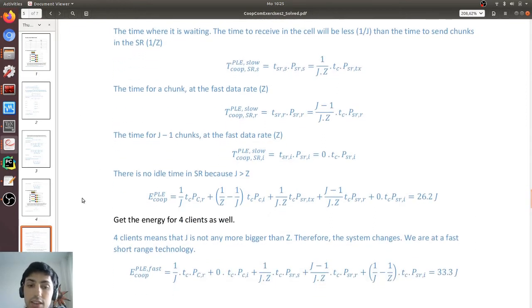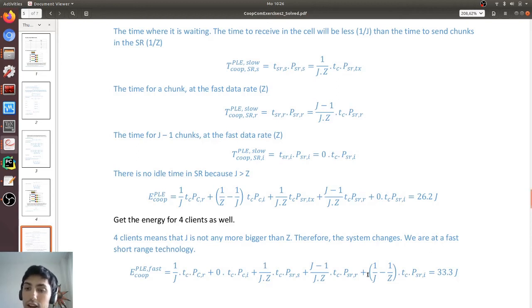We are now in a fast short range technology, which means that this is exactly the same, but this time we are not going to have this contribution. This contribution is going to be 0, because there is no idle in the cellular communication. This contribution stays the same, as well as the short range to send and the short range to receive. But this time we have some idle time in the short range communication. And this is also what we need to take into account.